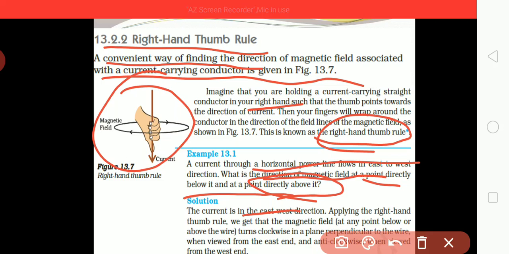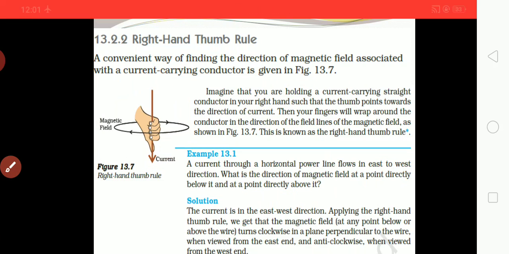Now applying the right hand thumb rule, we get that the magnetic field at any point below or above the wire turns clockwise in a plane perpendicular to the wire when viewed from the east, and anti-clockwise when viewed from the west.